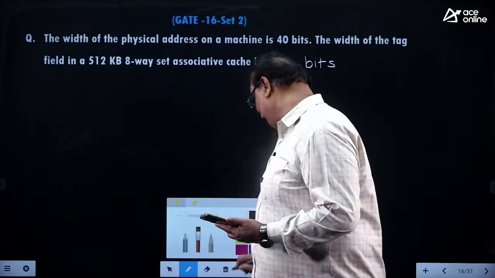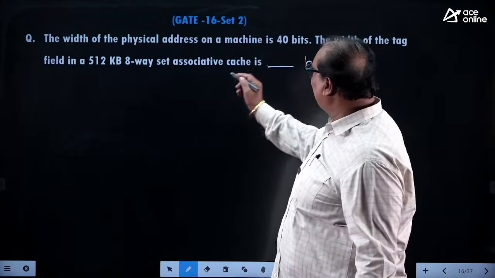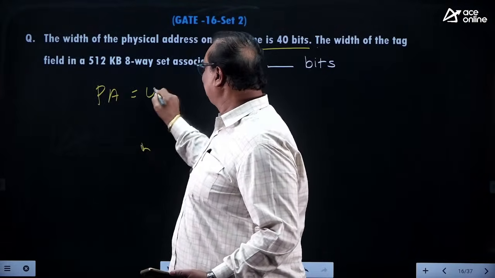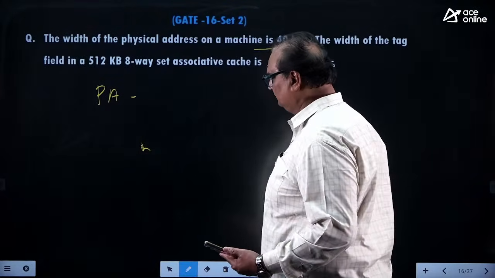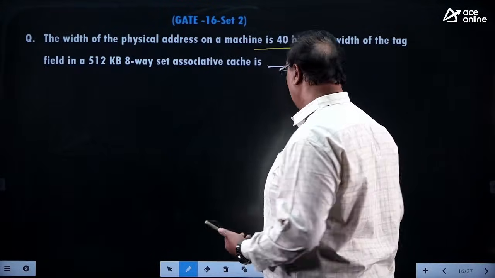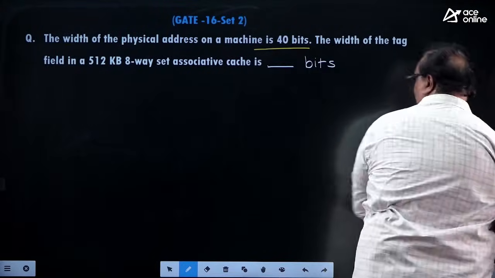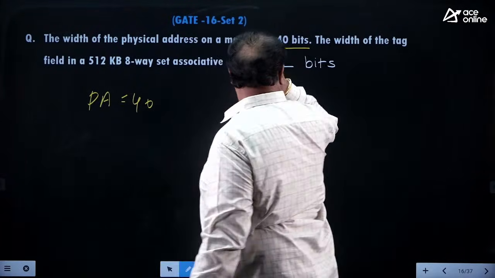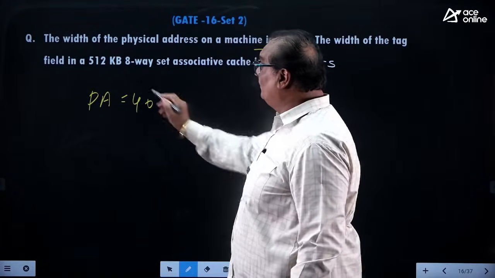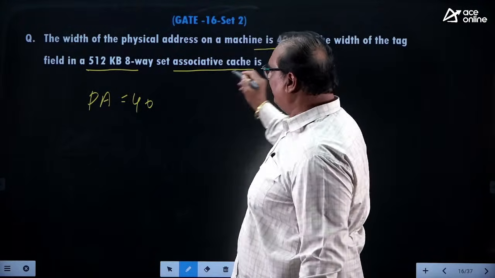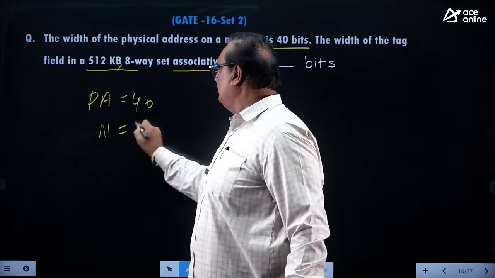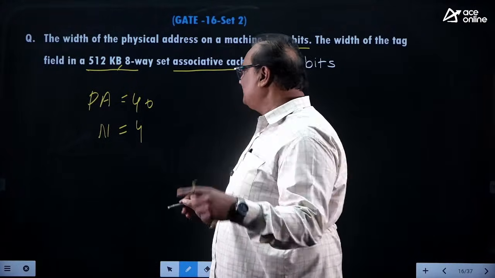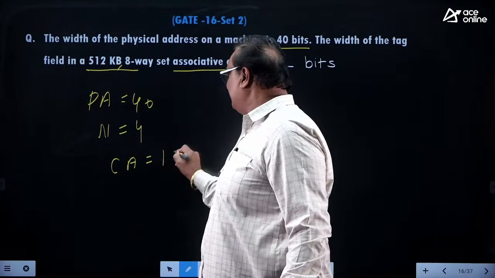Watch my explanation for this. In this, width of the physical address on a machine is 40 bit. Means PA size is 40 bit. Physical address size is nothing but main memory address size. PA size 40 bit. At the same time, width of the tag field on a 512 KB 8-way set associative cache is dash. Size of cache memory 512 KB means 2 power 19 bytes. So CA, cache address size, is 19 bit.